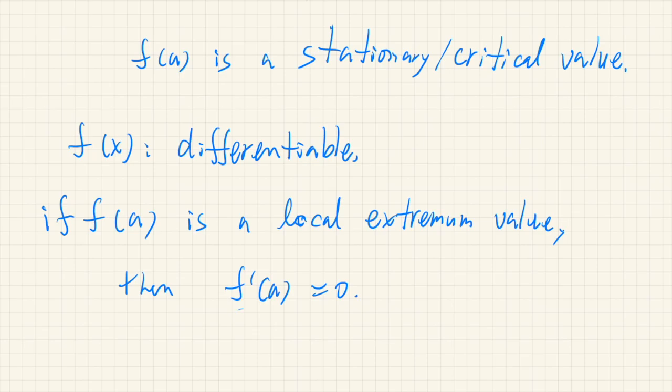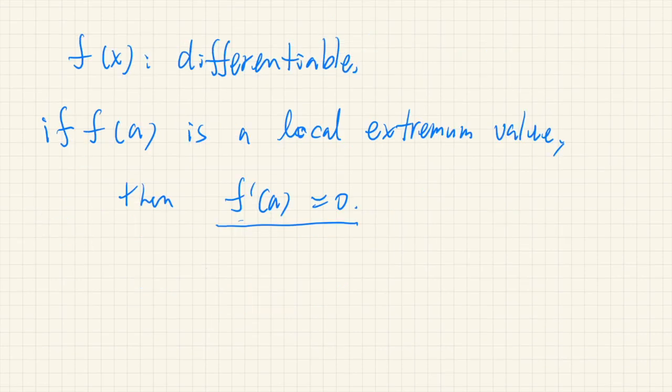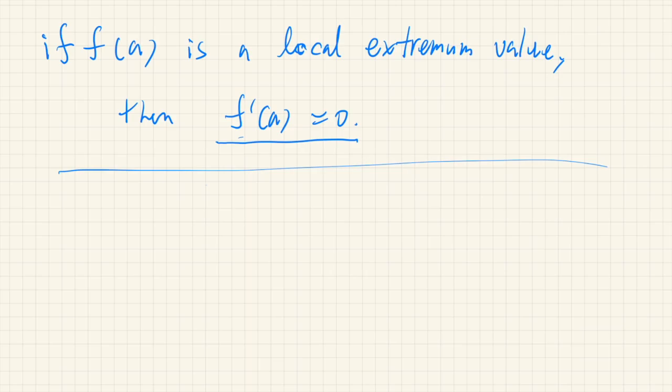But we should be careful that the converse of this theorem doesn't always hold. Even if we have the differential coefficient of 0 at x equal to a, it does not necessarily mean that f of a is a local maximum or local minimum value. Sometimes it can be neither. So let's prove this theorem, and we prove this only for the local maximum case. For the case where f of a is a local minimum, it's similar.